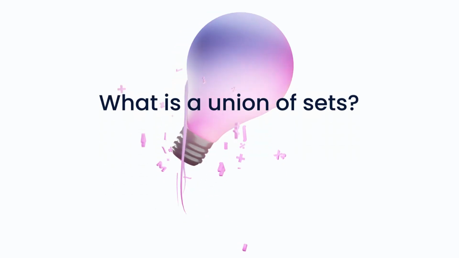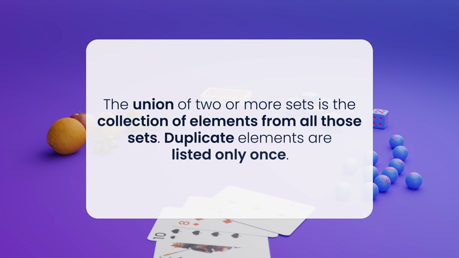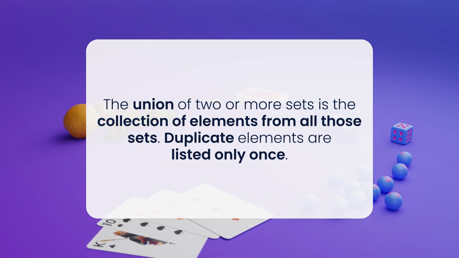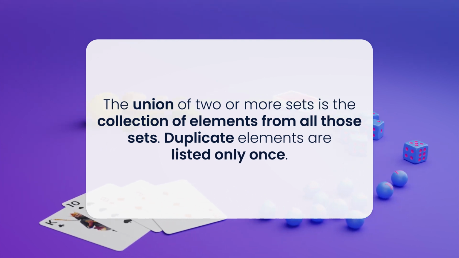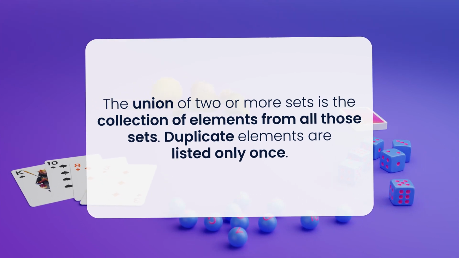What is a union of sets? The union of two or more sets is the collection of elements from all those sets. Duplicate elements are listed only once.